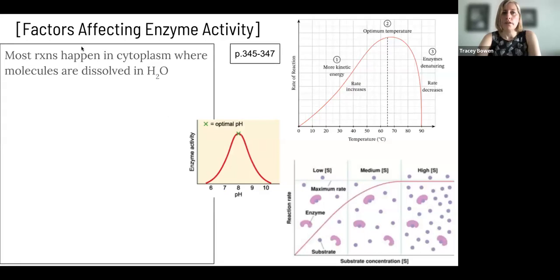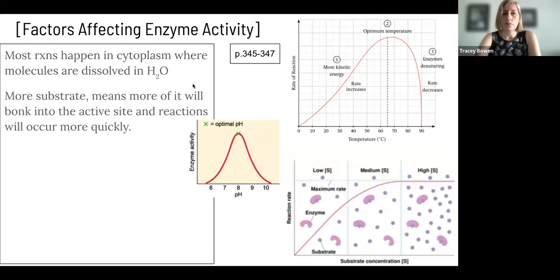Most reactions are happening in the cytoplasm where molecules are dissolved in water. So if there's more substrate, you'll see this reaction here. Just because of more collisions, there's going to be more reaction rates. And so reactions are going to occur more quickly because there's more collisions. And at a certain point, you can't maximize collisions any further. And so it's going to plateau like it has here.